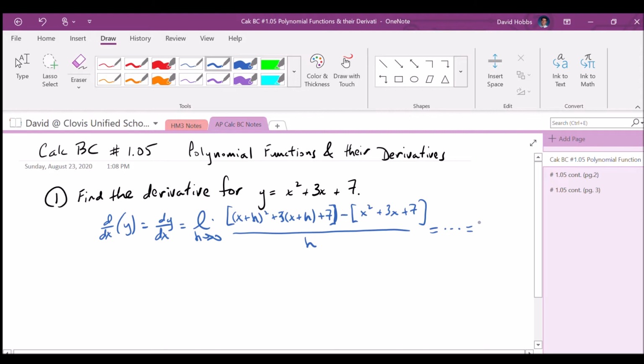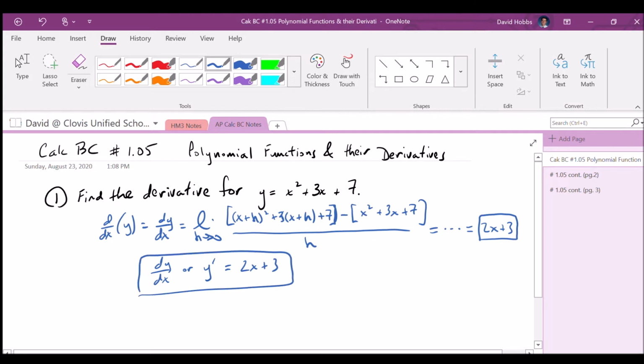we go through and we do this, and we find out that we get 2x plus 3. Okay, so dy dx, or y prime, is equal to 2x plus 3. And so anyway, there's a little pattern that happens here when we're in this polynomial type of form. And so we do want to take advantage of the pattern that's occurring and not have to just keep on recreating the wheel by doing it the long way.